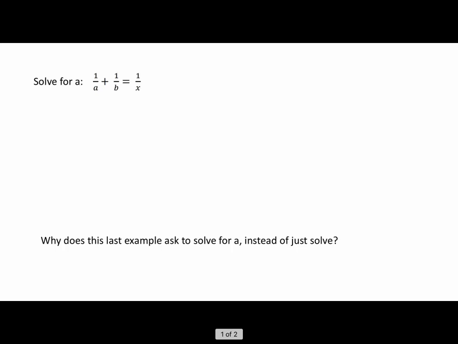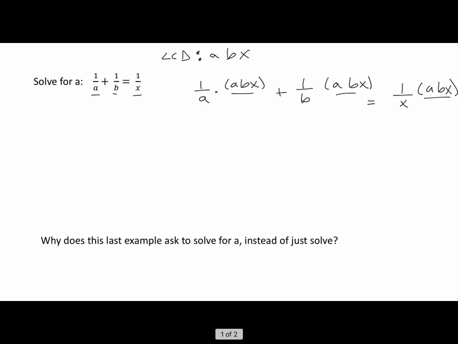We want to solve for a in this equation here. It's a rational equation, so we need a least common denominator. So we need a factor of a, a factor of b, and a factor of x in our LCD. So I'm going to multiply the first term by abx, and the second term by abx, and the other side of the equation by abx.